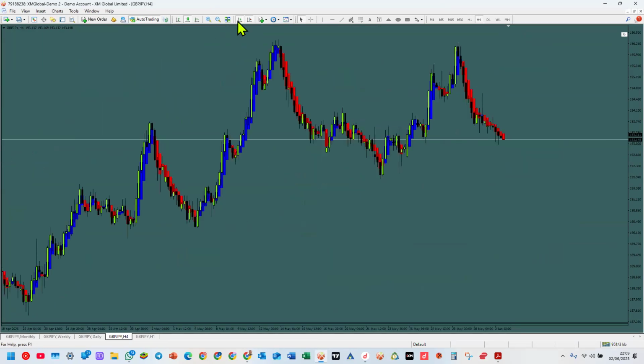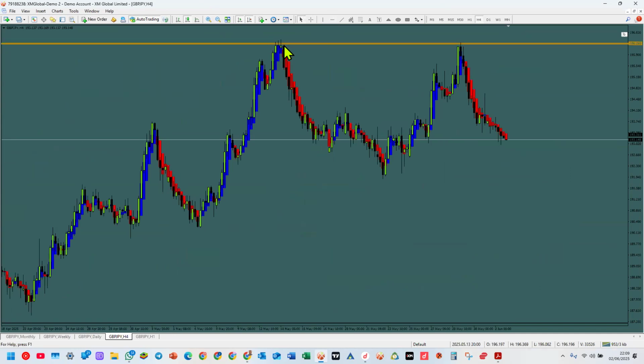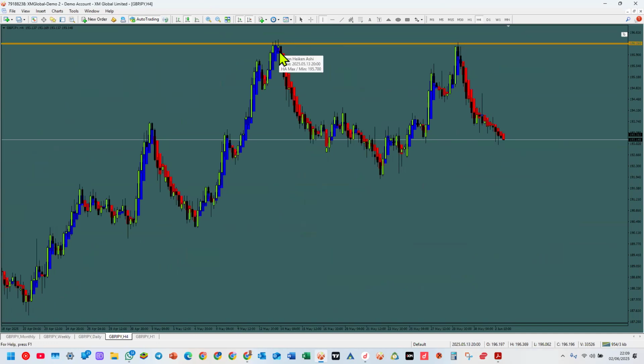You will see that in the past, this place was a resistance, right? This place here was a resistance. And now the market came back to that resistance level. You see that? So this is one way you trade a structure in the market. Okay. So now the market has come back to this resistance level.